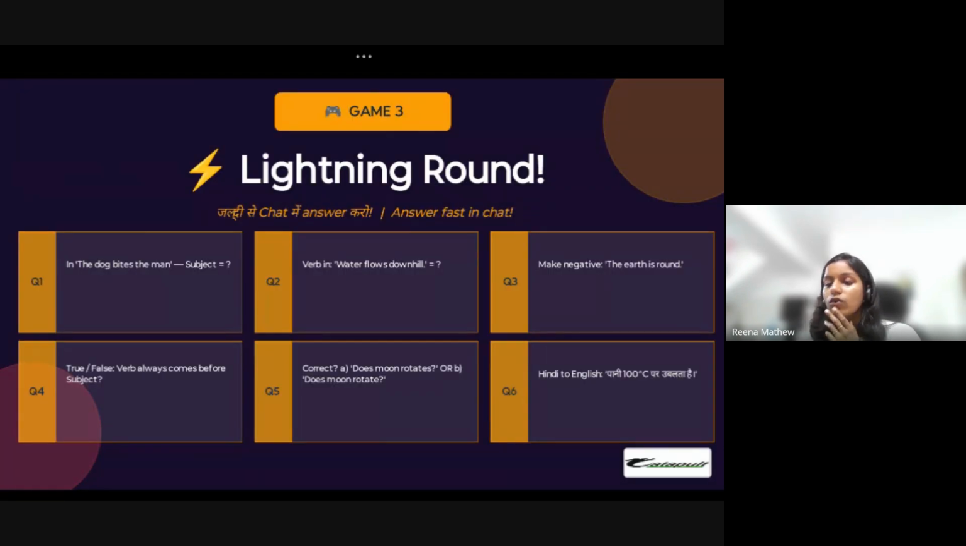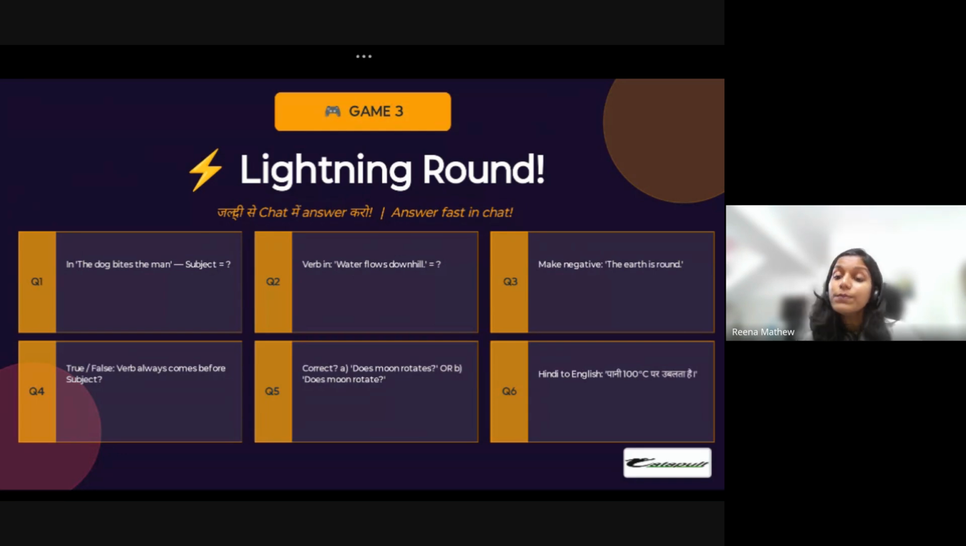Okay. Now, this is a lightning round. So, jaldi se chat box mein answer karo. First question dekho. In the dog bites the man, identify the subject. The dog bites the man. What is the subject? Subject kya hai? Bites the man? That's the predicate, that's not the subject. The dog is the subject.